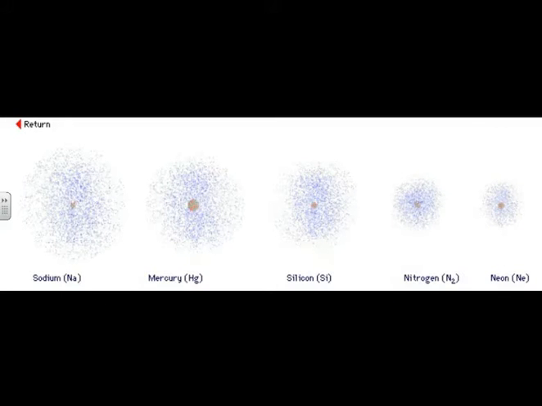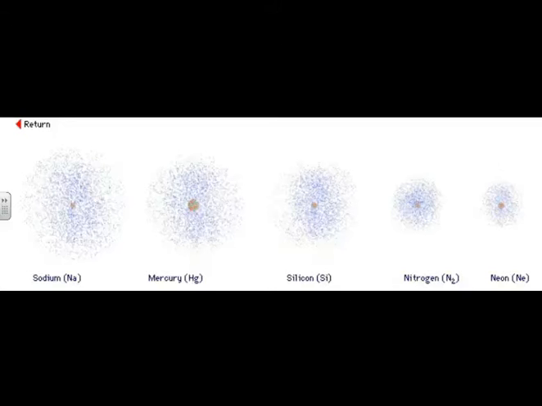So here you're seeing 5 different elements and their electron clouds, which, as was mentioned in the previous animation, really is just a mathematical probability of finding an electron in a particular location. But if we consider all the possible locations, it gives us a sort of 3-dimensional space that the atom occupies, which is very realistic, of course, because we know that matter occupies space. So here would be sodium, mercury, silicon, nitrogen, and neon.